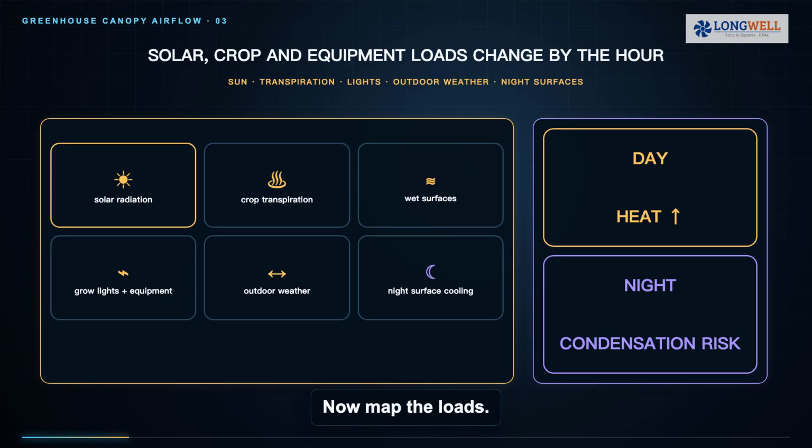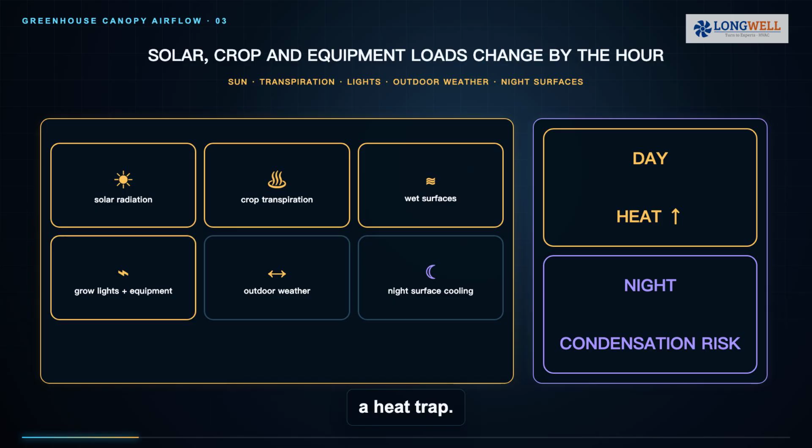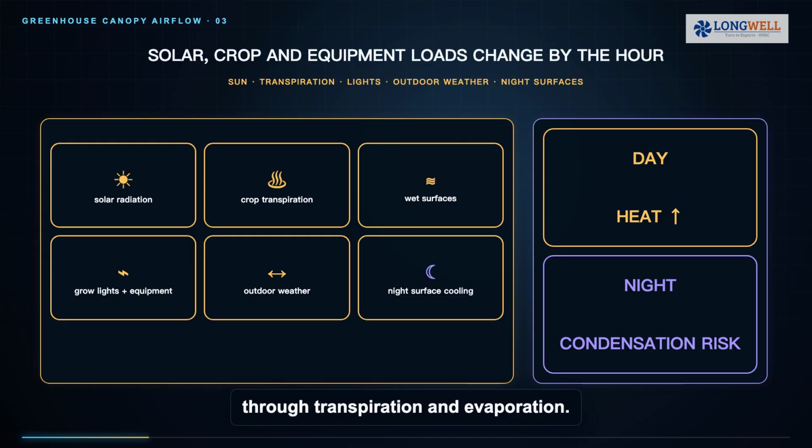Now map the loads. Solar radiation can make a greenhouse a heat trap. Plants and wet surfaces add moisture through transpiration and evaporation. Lights and equipment add heat in a grow room. Outdoor temperature, humidity, wind, and solar position change through the day. At night, the sensible heat load can fall while surface cooling raises condensation risk. One operating mode cannot solve every state.